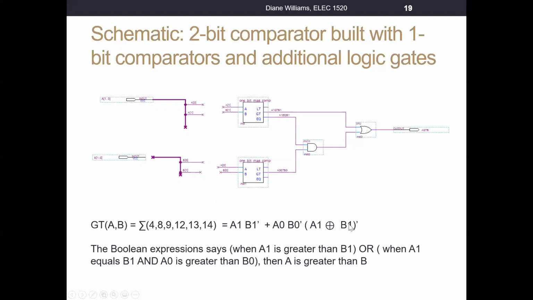And with, well, this is the same thing as A1 equals B1. This is the output that tells us when A1 equals B1. So A1 equals B1 and with A0 greater than B0, that AND gate flowing into this OR gate, flowing into our final output, which I labeled AGTB, which stands for A greater than B. And that's how we could schematically, structurally represent this 2-bit greater than magnitude comparator using 1-bit magnitude comparators.